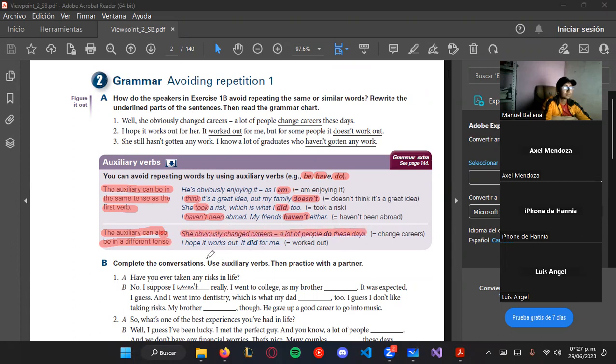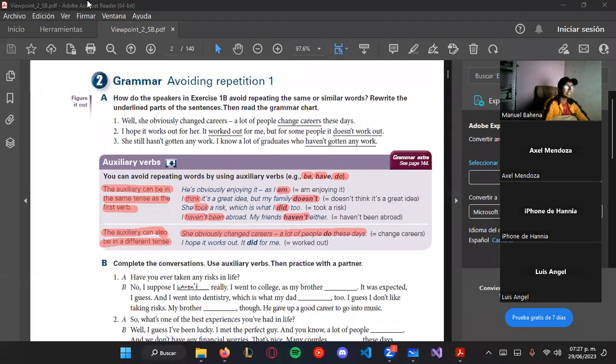She obviously changed careers. A lot of people do these things. Okay, Luis, again, say it louder, please. You had your mic on. Tenías tu micrófono encendido, pero perfect. Oh, no, okay, sorry. No, don't apologize. Say it again. They obviously changed careers. A lot of people do these things.